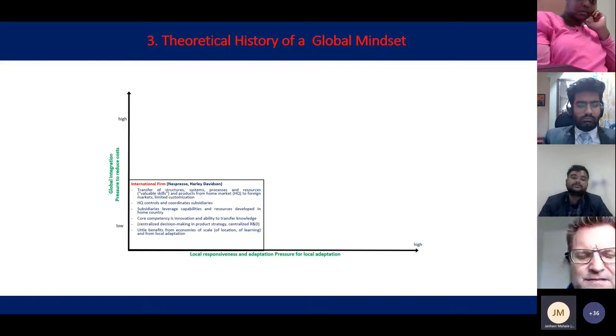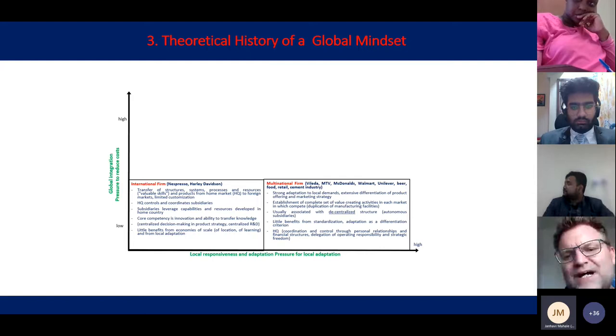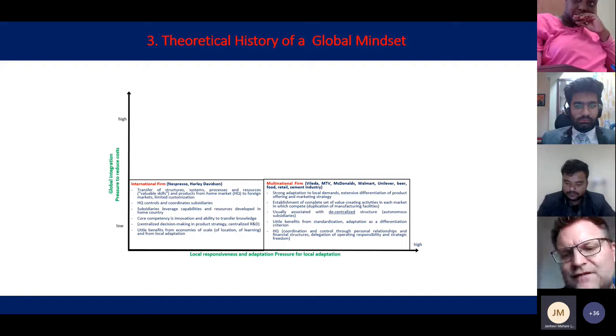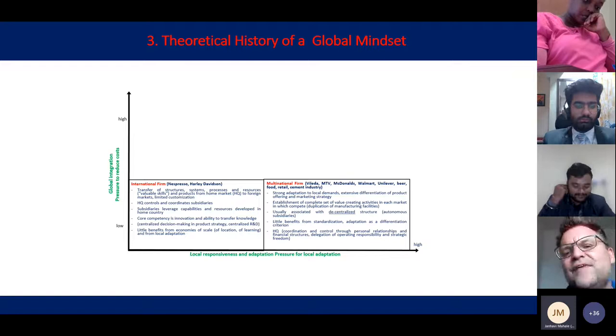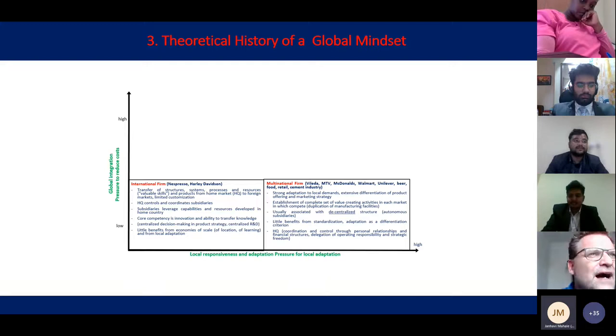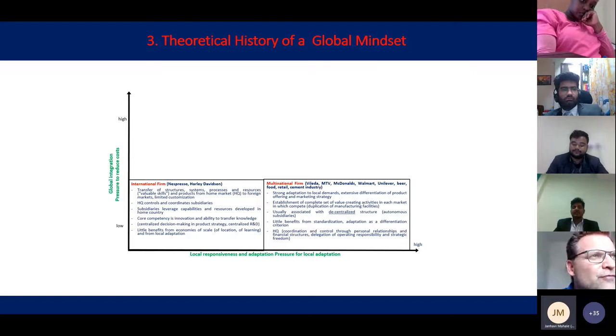Other companies, which are called multinational companies or multinational firms, are very high on local adaptation. This is McDonald's. This is Walmart. This is Unilever. These are also some beer companies. Imagine that in Germany they have, I think, roughly 5,000 different breweries. Even in Düsseldorf, I think they have roughly 10 different kinds of beer.